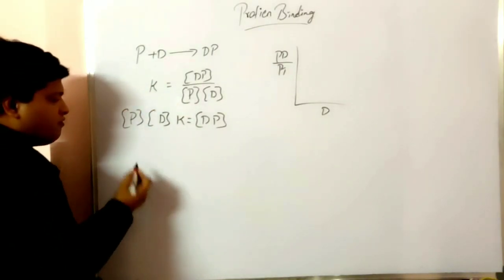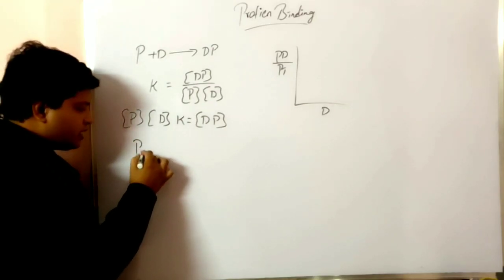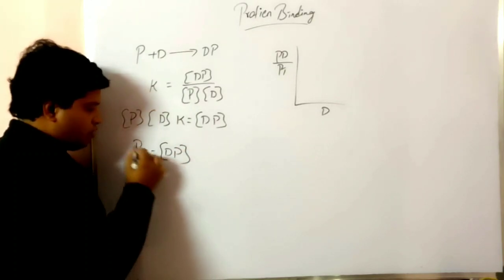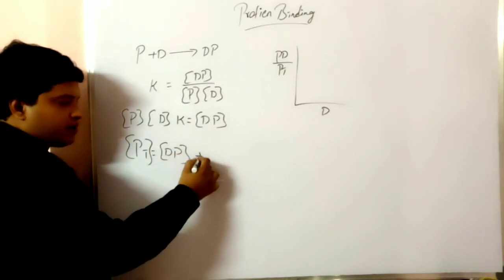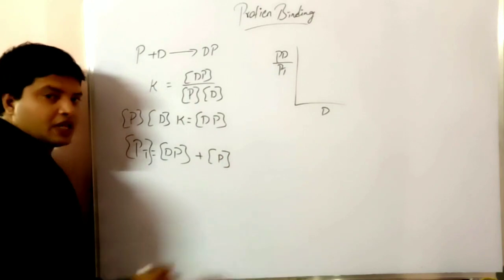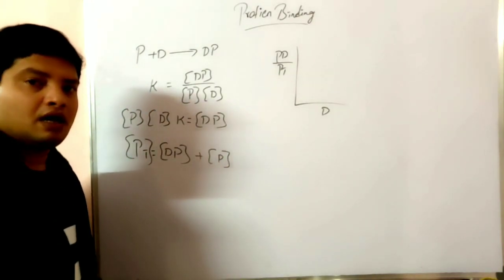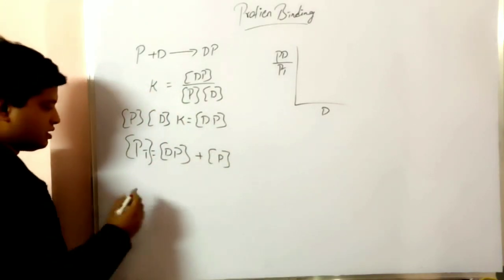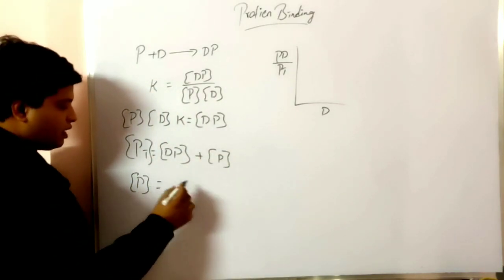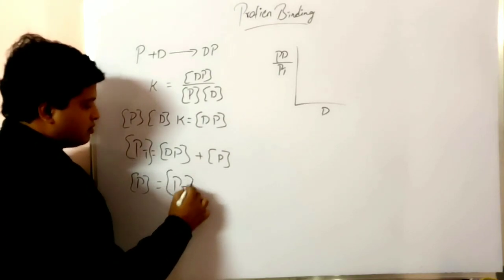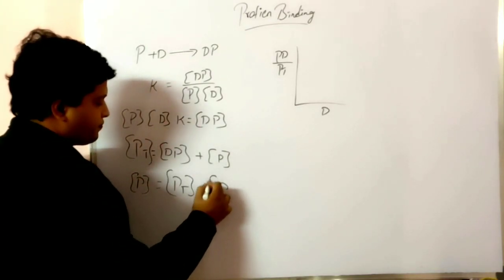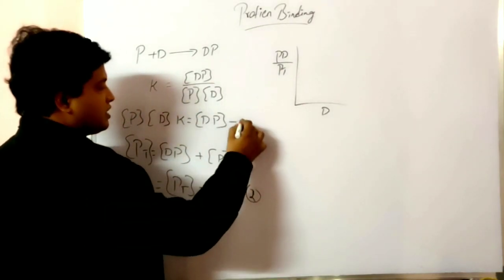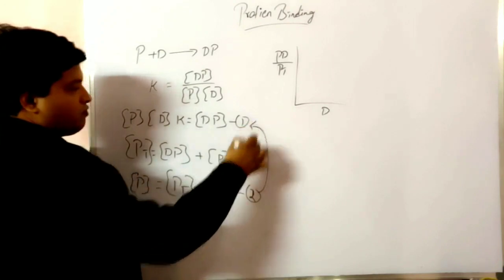Further, what will I do? We know that total protein is bound protein plus free protein. The concentration of total protein is the concentration of bound protein plus the concentration of free protein. Total protein is the summation of bound protein and free protein. Rearrange the equation, you will get free protein equals Pt minus Dp. Now assume this is equation 2 and this is equation 1, and substitute 2 in 1.